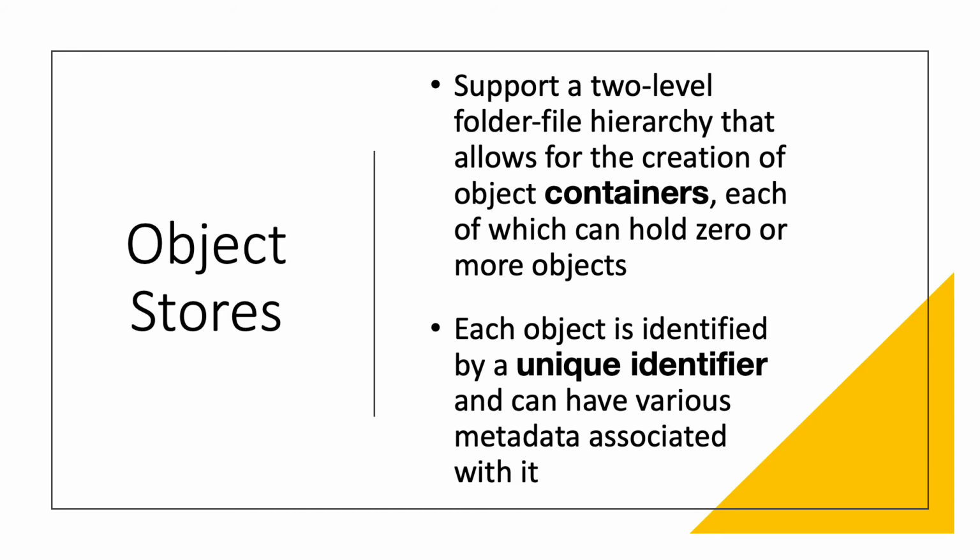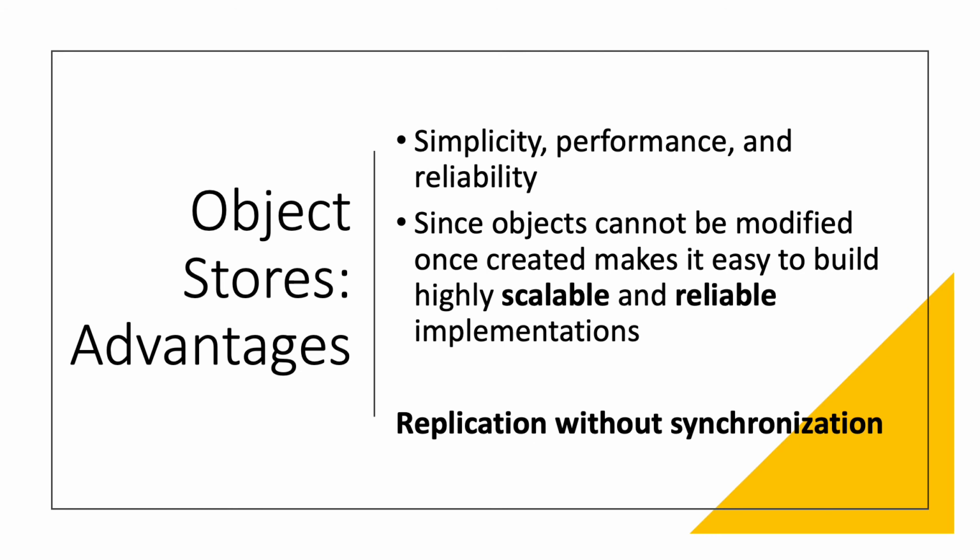So what we have with object stores is a two-level folder file hierarchy where you can create a container, or we'll see with the AWS platform, they call them buckets. And each of these buckets can handle 0 or more objects. And each object is identified by a unique identifier, and it can have various metadata associated with it. But the idea is that you have to have a unique identifier. And that means when you're going to name your objects, your blobs, you're going to have to come up with unique names.